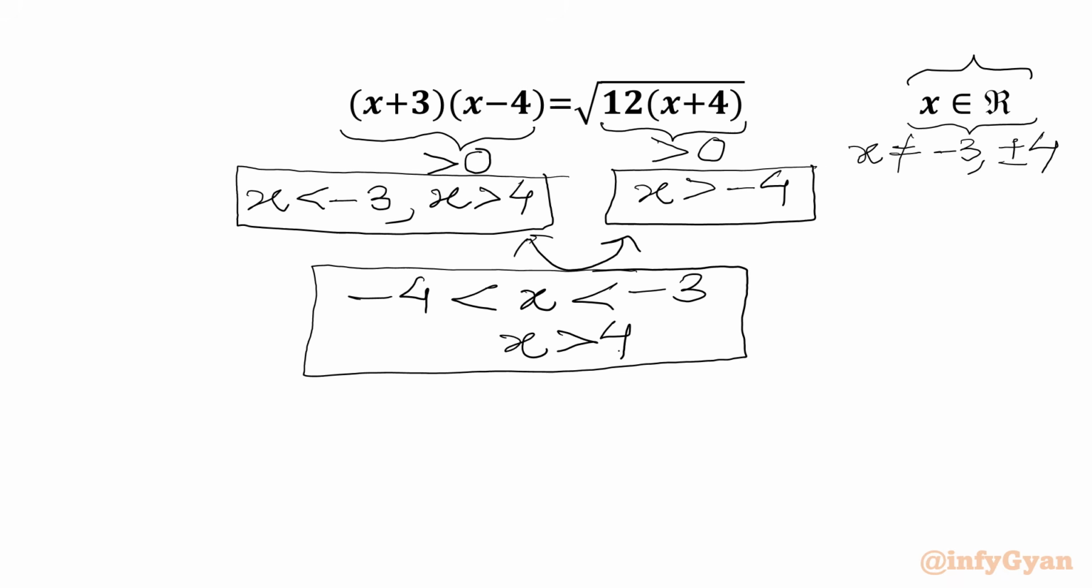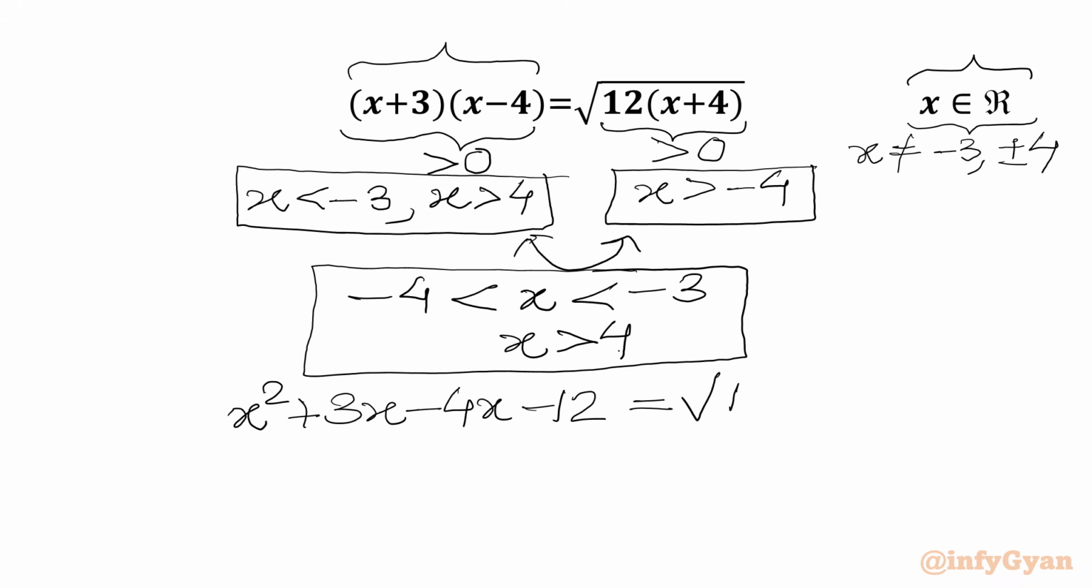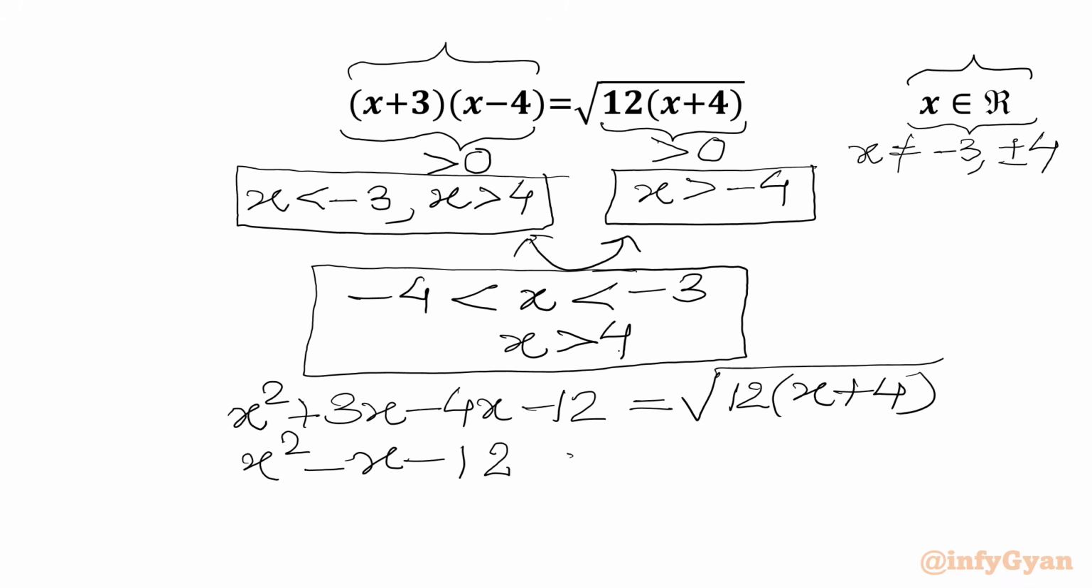Now we are going to multiply these two brackets from LHS. So I will write here x square plus 3x minus 4x minus 12 equal to the square root of 12 times x plus 4. So we can write here x square minus x minus 12 in the left hand side, and there will be a square root of 12 times x plus 4 in the right hand side.